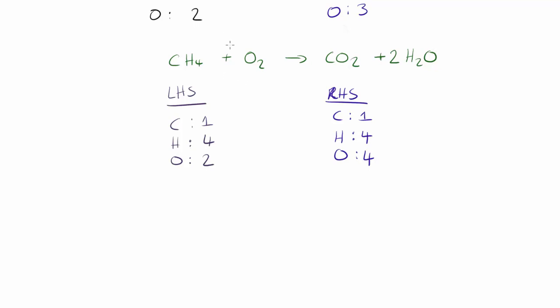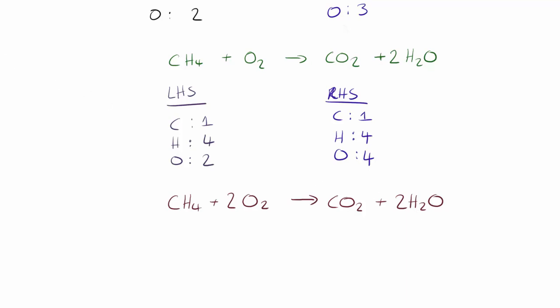So what I'm going to do is insert a 2 in front of the oxygen, right? And that's to make this into a 4 effectively. So I'm going to write out what the new equation would look like once that measure has been done. And so that would effectively be CH4 plus 2 O2, and that then produces CO2 plus 2 H2O, right?